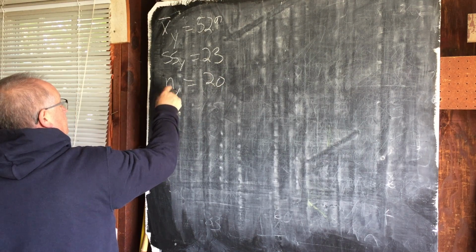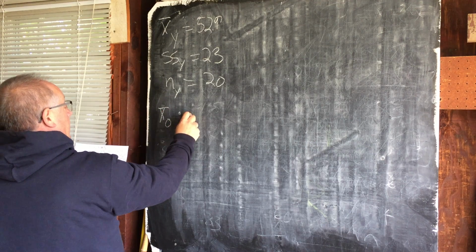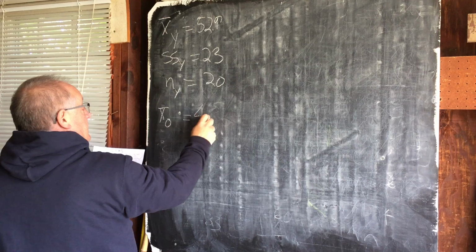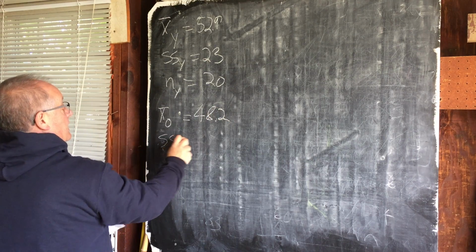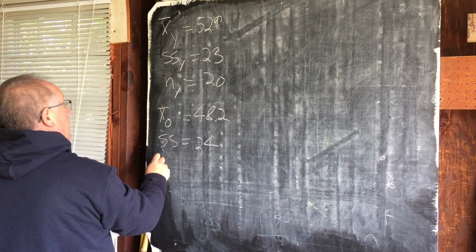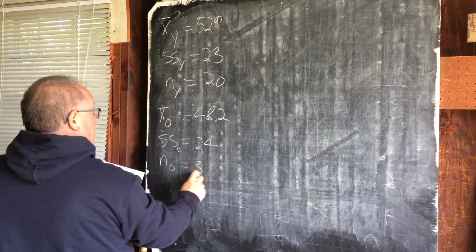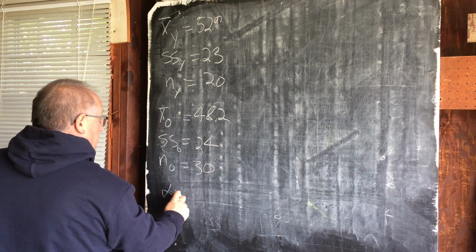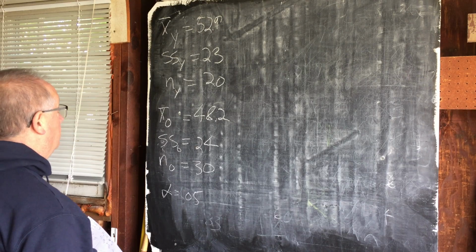So I'm using the subscript Y for younger. For the older folks, the sample mean is 48.2. The sums of squares is 24, and the N for the older folks is 30. Alpha was 0.05 for this problem. Alright, so where do we start?